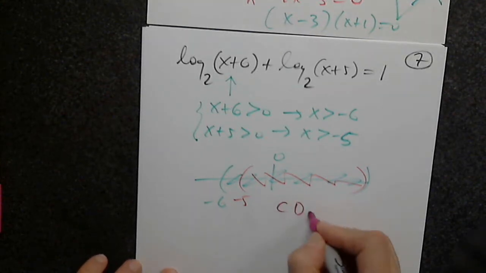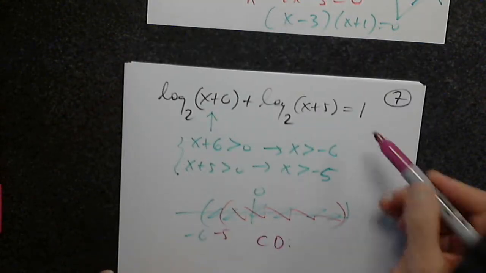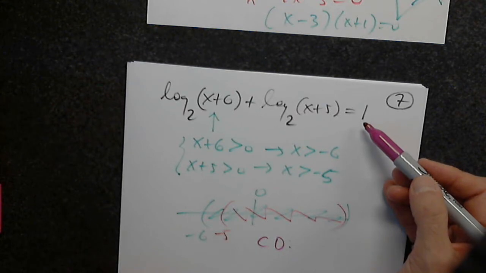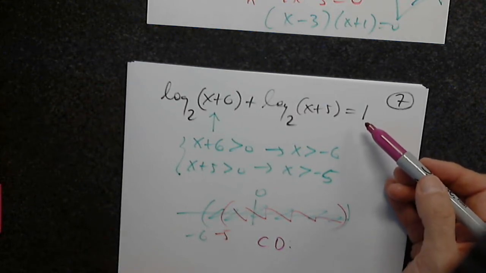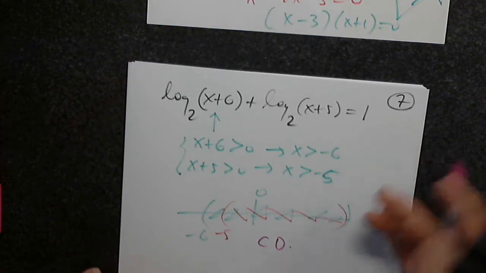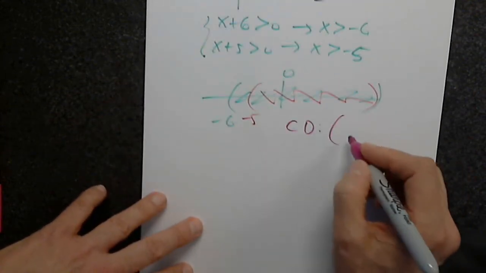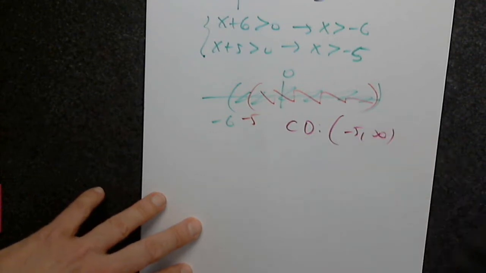Excellent. But is there a log here? Will I ever state a domain on 1? Right? Perfect. So then this is -5 to infinity.